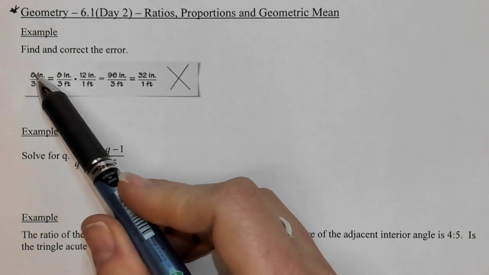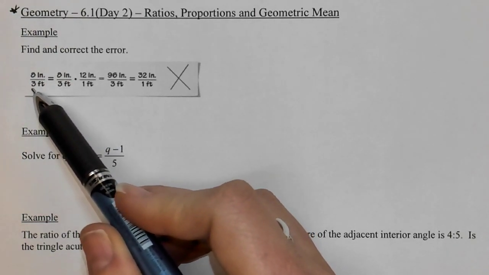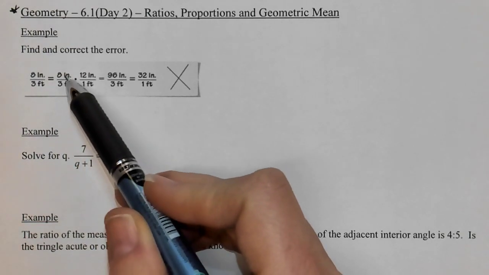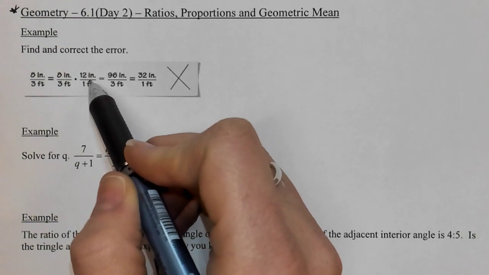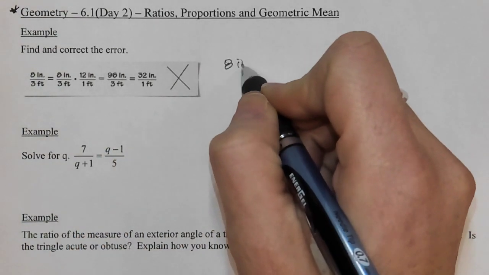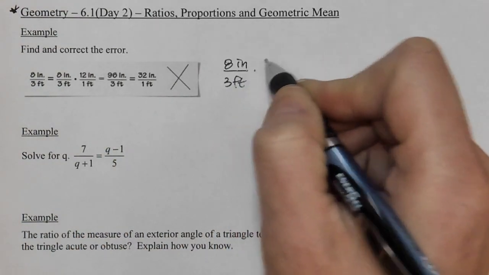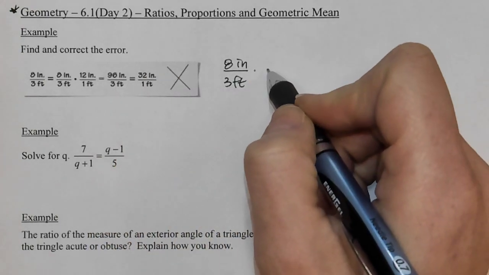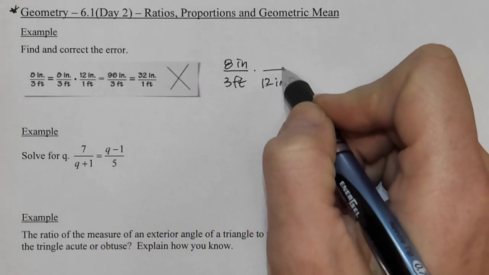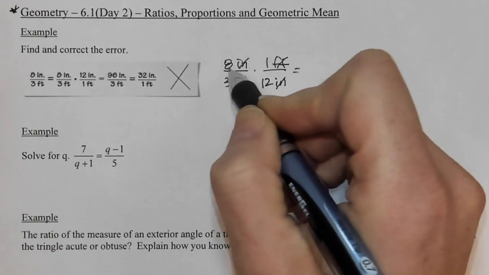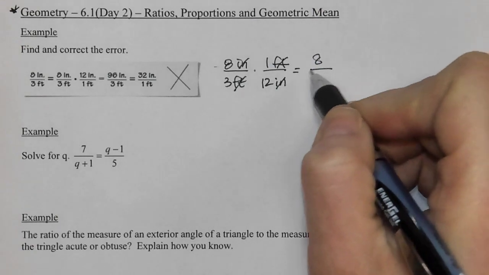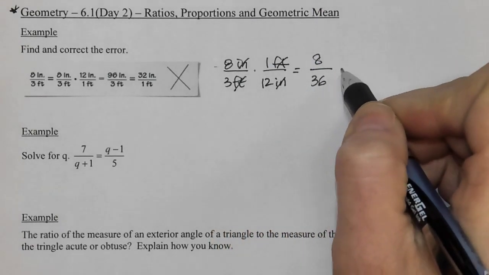So we've got 8 inches here and we're trying to simplify it with 3 feet. It looks like they're trying to convert, but the mistake is the inches and the inches are next to each other. So if we have 8 inches and 3 feet, we want to make sure that our conversion is actually in reverse. So I need my 12 inches down here and my 1 foot up here so that they'll cancel. Then I have 8 times 1, and I have 3 times 12, which is 36.